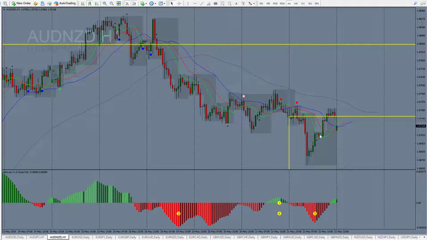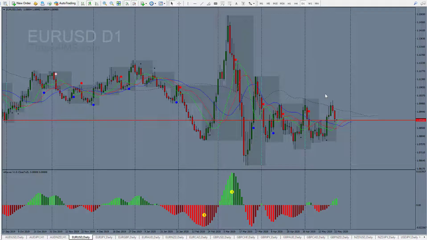But if you go to the hourly chart, we have seen a 345 again, so we're looking for another setup. Next, on the Euro USD.